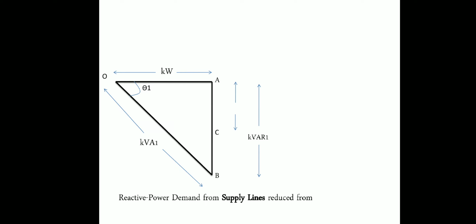Reactive power demand from the supply lines is reduced from KVAR 1 to KVAR 2. For that purpose, point C is marked, KVAR 2. So we can take a straight line and find KVA 2, which is lesser than KVA 1 in the previous system of the supply. Let's mark the angle between this KVA 2 and kilowatt as theta 2.